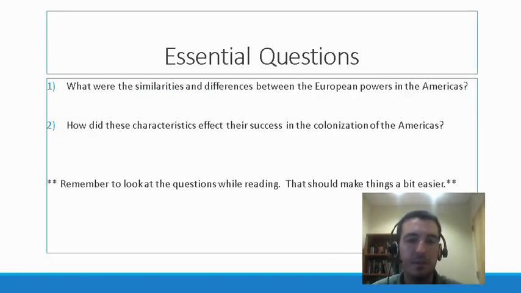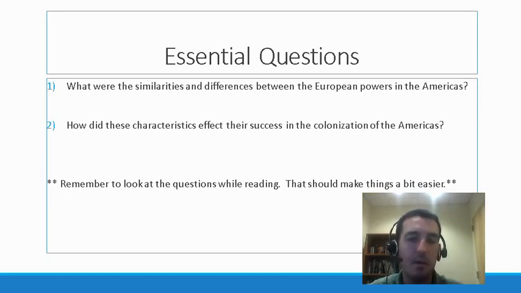The essential questions, the things that you should be thinking about while you're looking at the chart. Just like what I just said, what were the similarities and differences between the European powers in the Americas? We're going to focus primarily on England, France, and Spain. How do these characteristics affect their success in the colonization of the Americas? That one's really important. It says success in the colonization of the Americas.